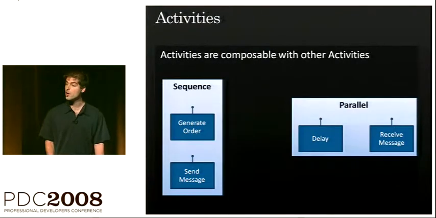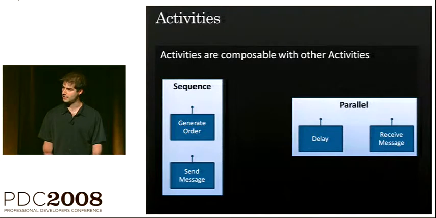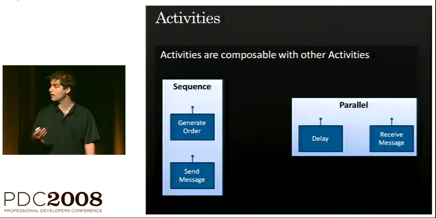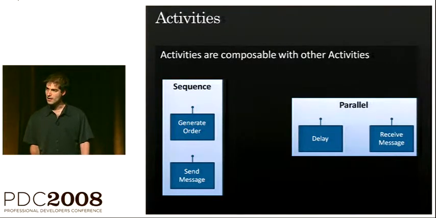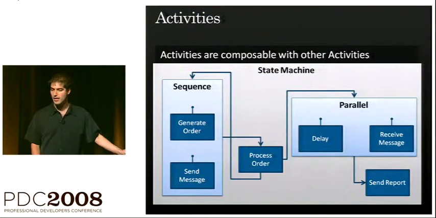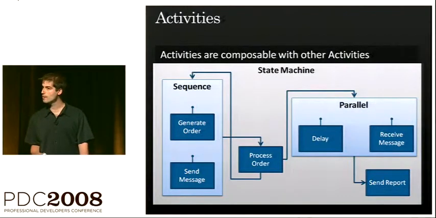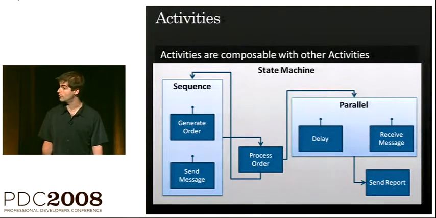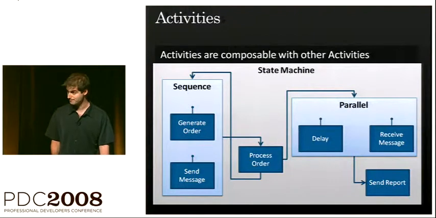Activities can be composed together into higher level activities. In this case, I've composed delay and receive message into parallel, and those will run in parallel branches of execution. And I've composed the other two activities together as well. The extensibility model of activities, combined with this composability, allows you to write rich control flow mechanisms, such as state machine and flowchart, which are not possible in a closed language, such as C# or VB.